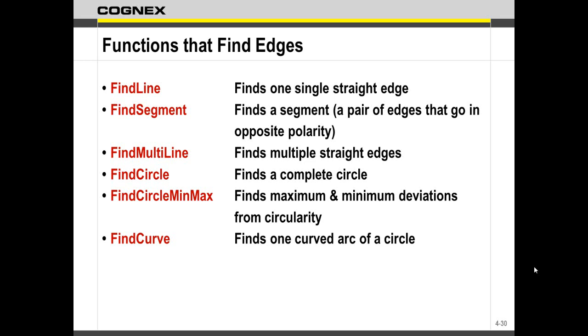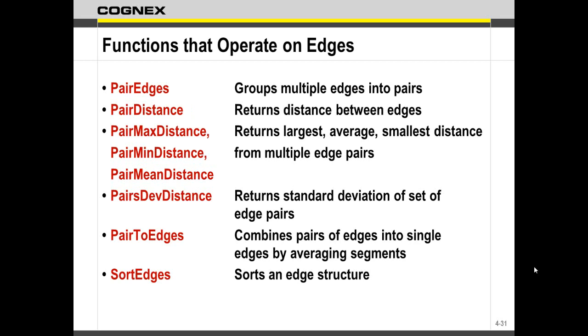So you kind of know where you have deviations. Now, some of the things that operate on edges. Basically, all these functions operate on find multi-line, because you need more than one edge for this to work. The only other function that uses this is find segment, which uses a pair distance, because you need multiple edges for these to work. So it does things like pair distance, which just finds the distance between two pairs. Sort edges puts them through some type of sorting mechanism other than the normal.